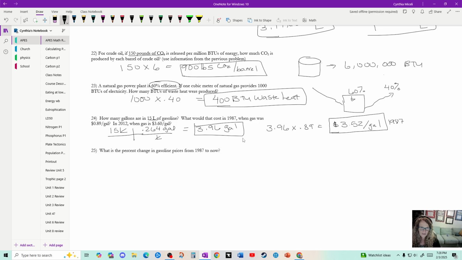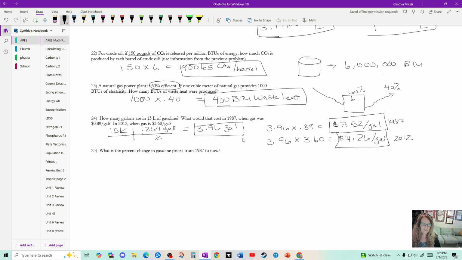1987. And then the other one says, what about when it was 2012 and it was 3.60 a gallon? And if you put that in your calculator, it becomes $14.26, and that's 2012. What a difference in the gasoline prices. And now it's like 4 something, right?